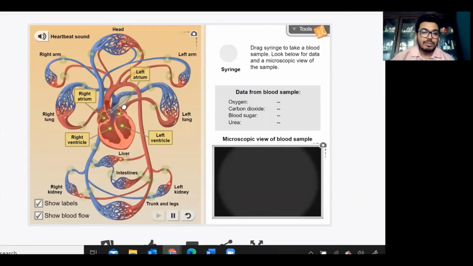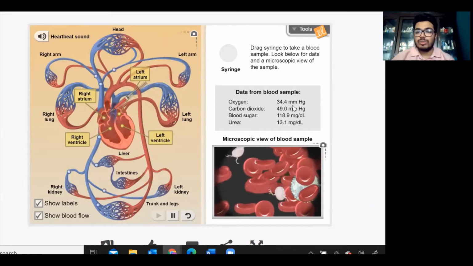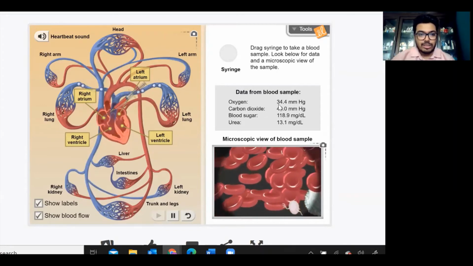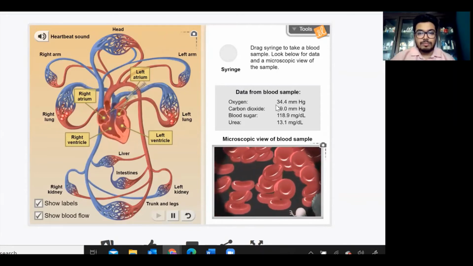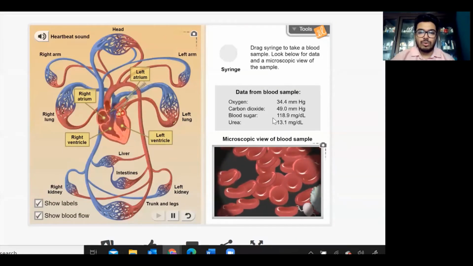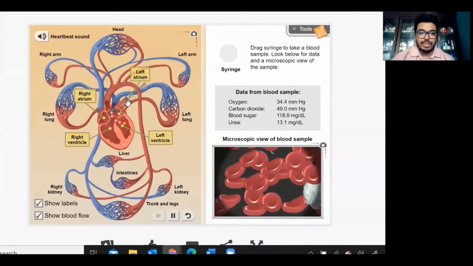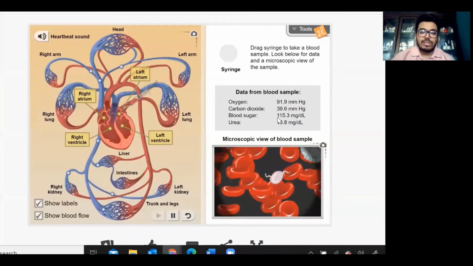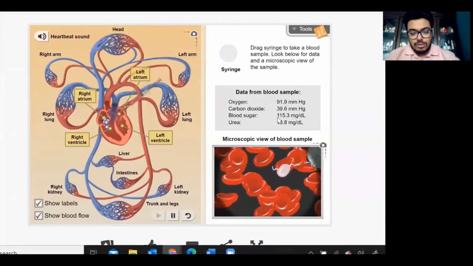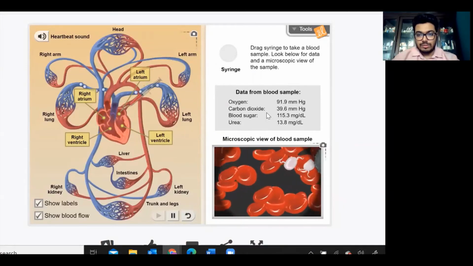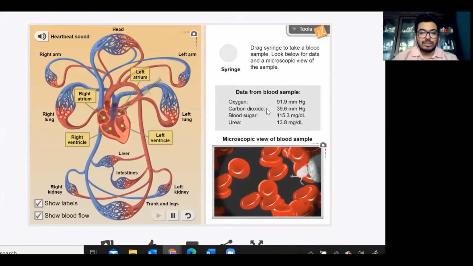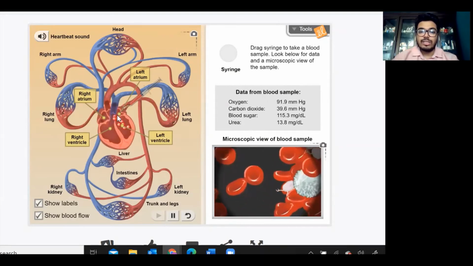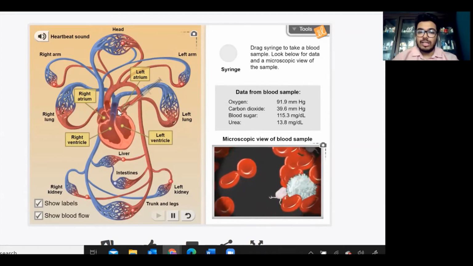For example, in the right atrium, if I collect a blood sample, you can ask the students to interpret it in their own ways. They can measure the oxygen level and note it down in their observation tables. The oxygen level here is 34 and carbon dioxide is 49. But if I take the same syringe and I collect the blood from the left atrium, you can see there is a contrasting difference. We have oxygen 91 compared to carbon dioxide, which is 39.